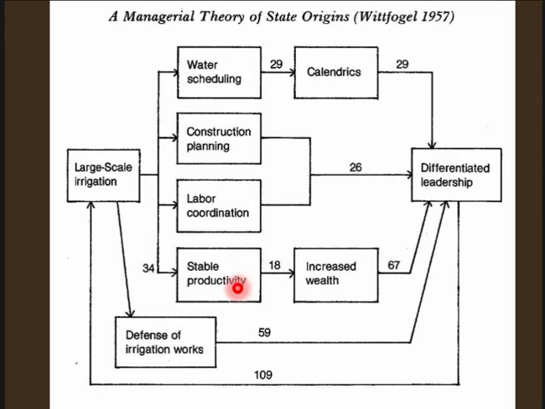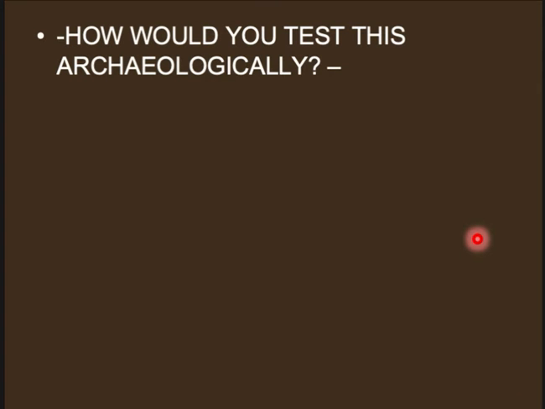And so according to Wittfogel, the need for large-scale irrigation creates a need for organization, and that need is satisfied by the creation of what we would call a state. So according to Wittfogel, large-scale irrigation appears around the same time as the state. They've tested this in different areas of the world. Now, how would you test it? Well, you would want to see evidence for large-scale irrigation appearing around the time that the state is emerging.